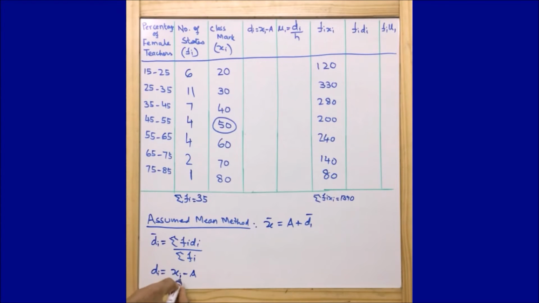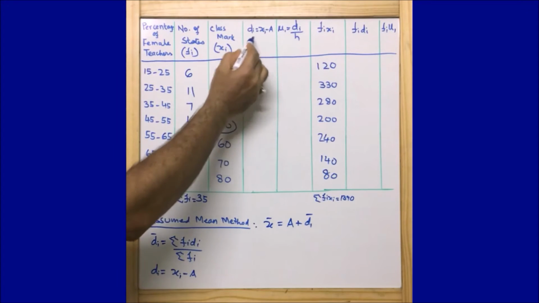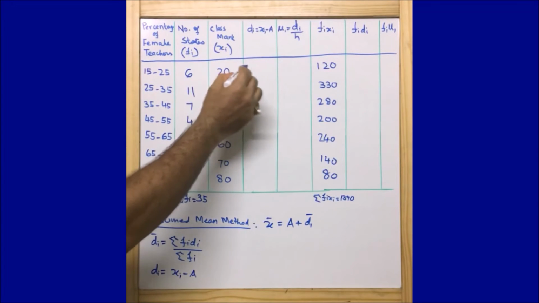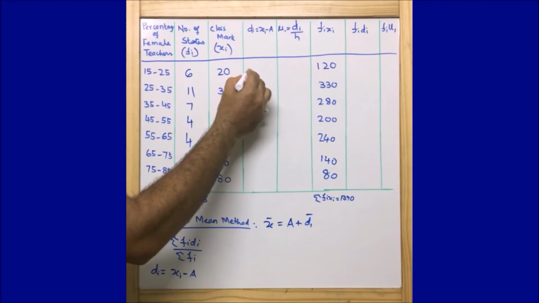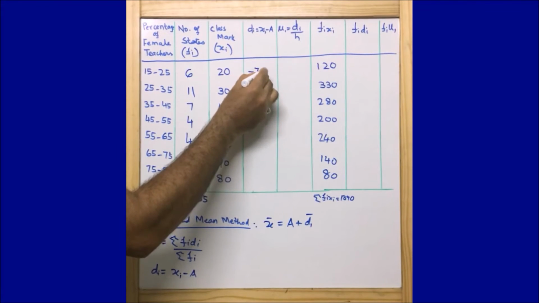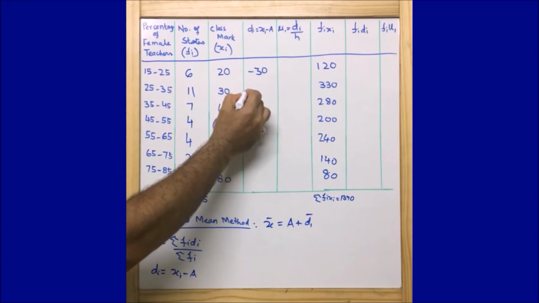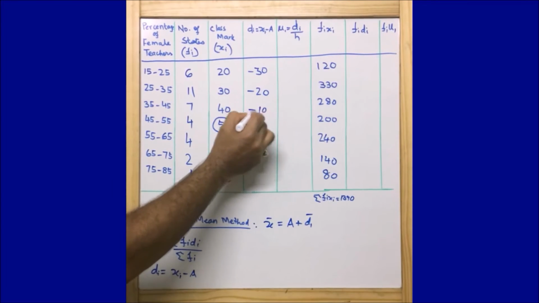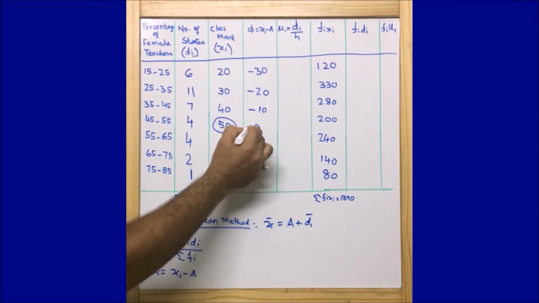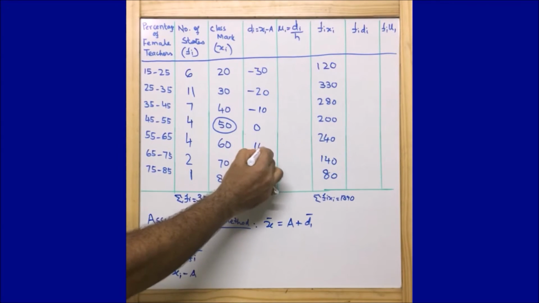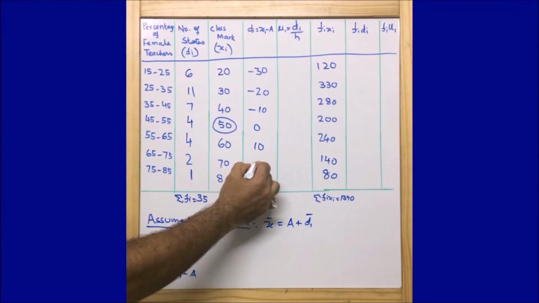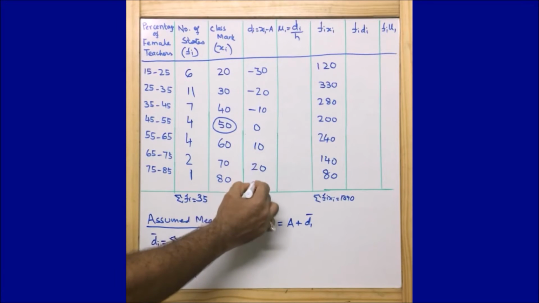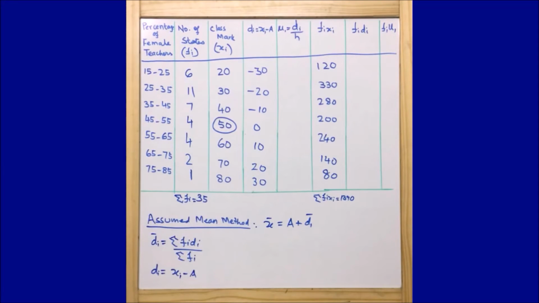And here xi minus a, so xi is 20, so 20 minus 50 is minus 30. 30 minus 50 is minus 20. 40 minus 50 is minus 10. 50 minus 50 is 0. 60 minus 50 I will get 10. 70 minus 50 I will get 20, and 80 minus 50 I will get 30. This is how I find the values of di.